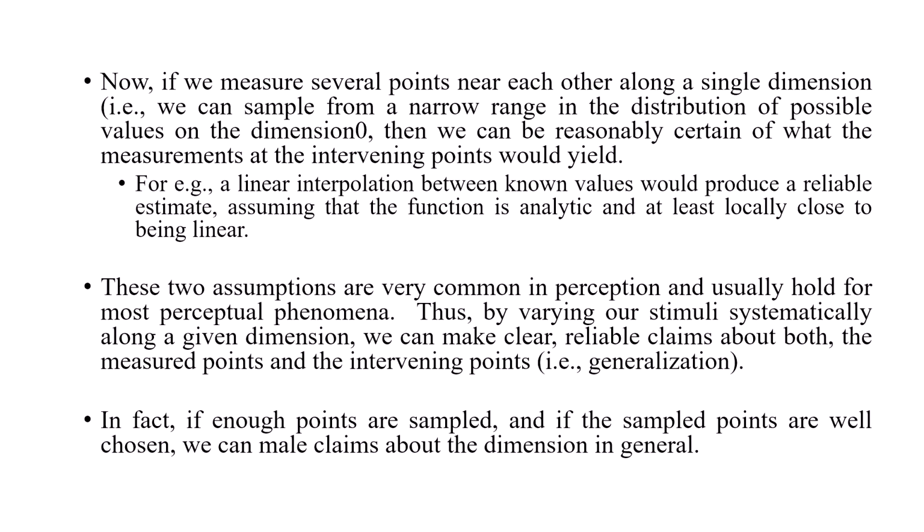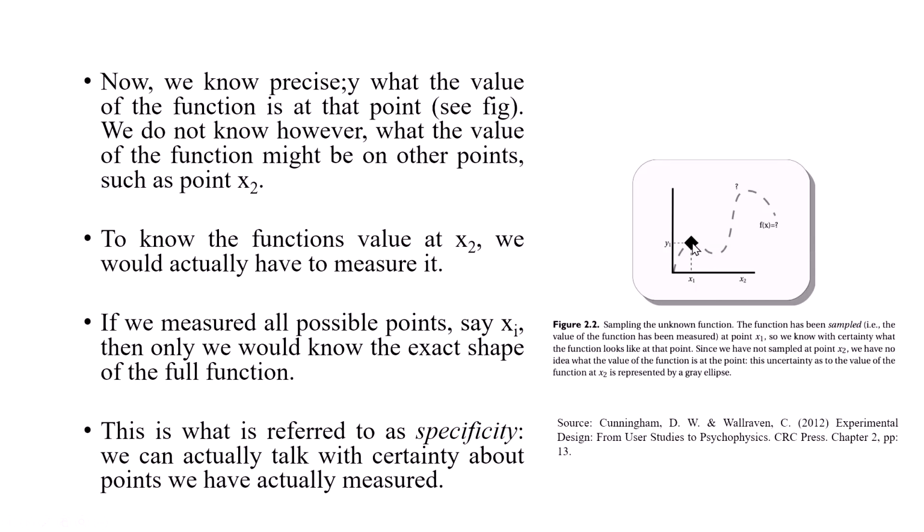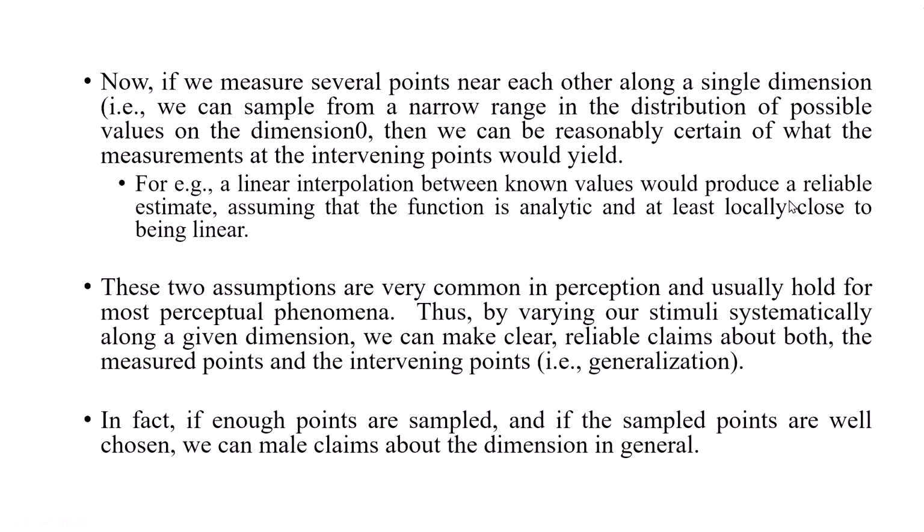So, between points it is just a straight line. Let us say between x1 and x2, look at this figure, between points it could be a straight line or something like that. These two are fundamental and very common assumptions in perception, and they hold for a lot of perceptual phenomena, perception as a cognitive function. So by varying our inputs systematically along a given dimension, we are in a position to make a clear and reliable claim about both the measured points x1, x2, x3, x4 and so on, and the intervening points, the points between x1 and x2.